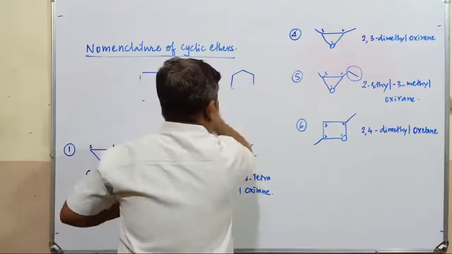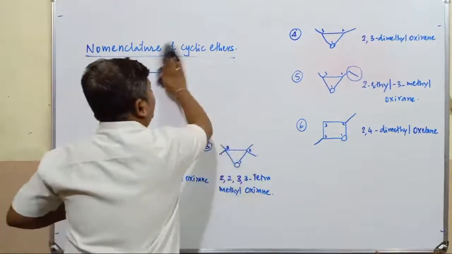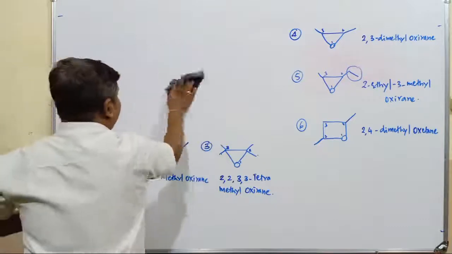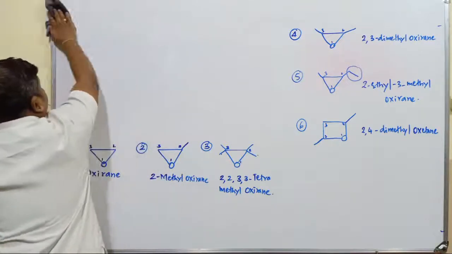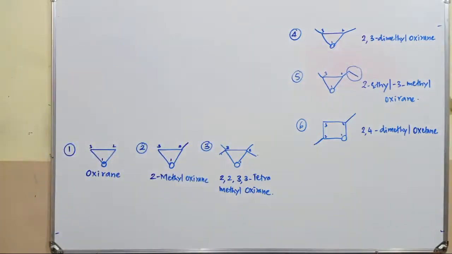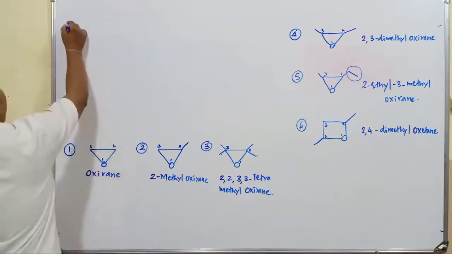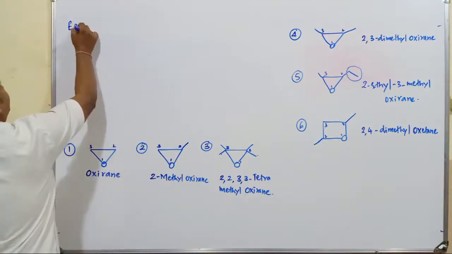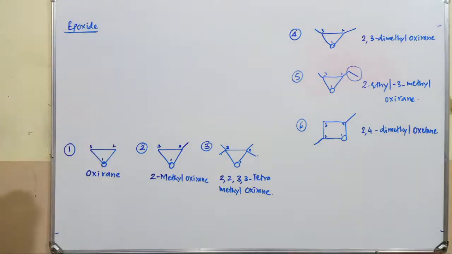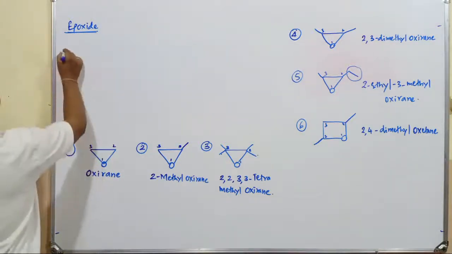Now how to write the IUPAC name of cyclic ethers by using the epoxide method. Sometimes these compounds are also called epoxides. When we have to use the word epoxide compound. So if I go with the epoxide method, how to write the IUPAC name of those compounds?